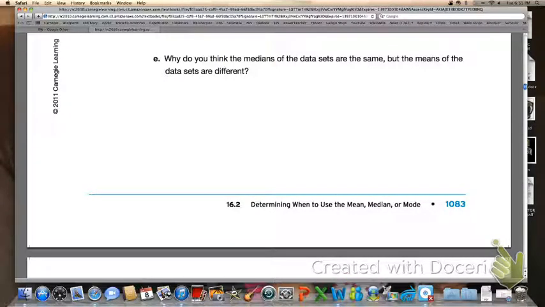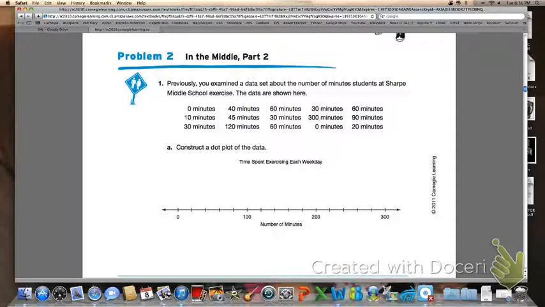We're going to go ahead and skip number 6 and number 7 at the top of page 1084. We will come back to both of those problems. So let's go ahead and move to problem 2 at the bottom of page 1084. It says for number 1, previously you examined a data set about the number of minutes students at Sharp Middle School exercise. The data are shown here. What I would like you to do to get started is take a look at letter A, construct a dot plot of the data.